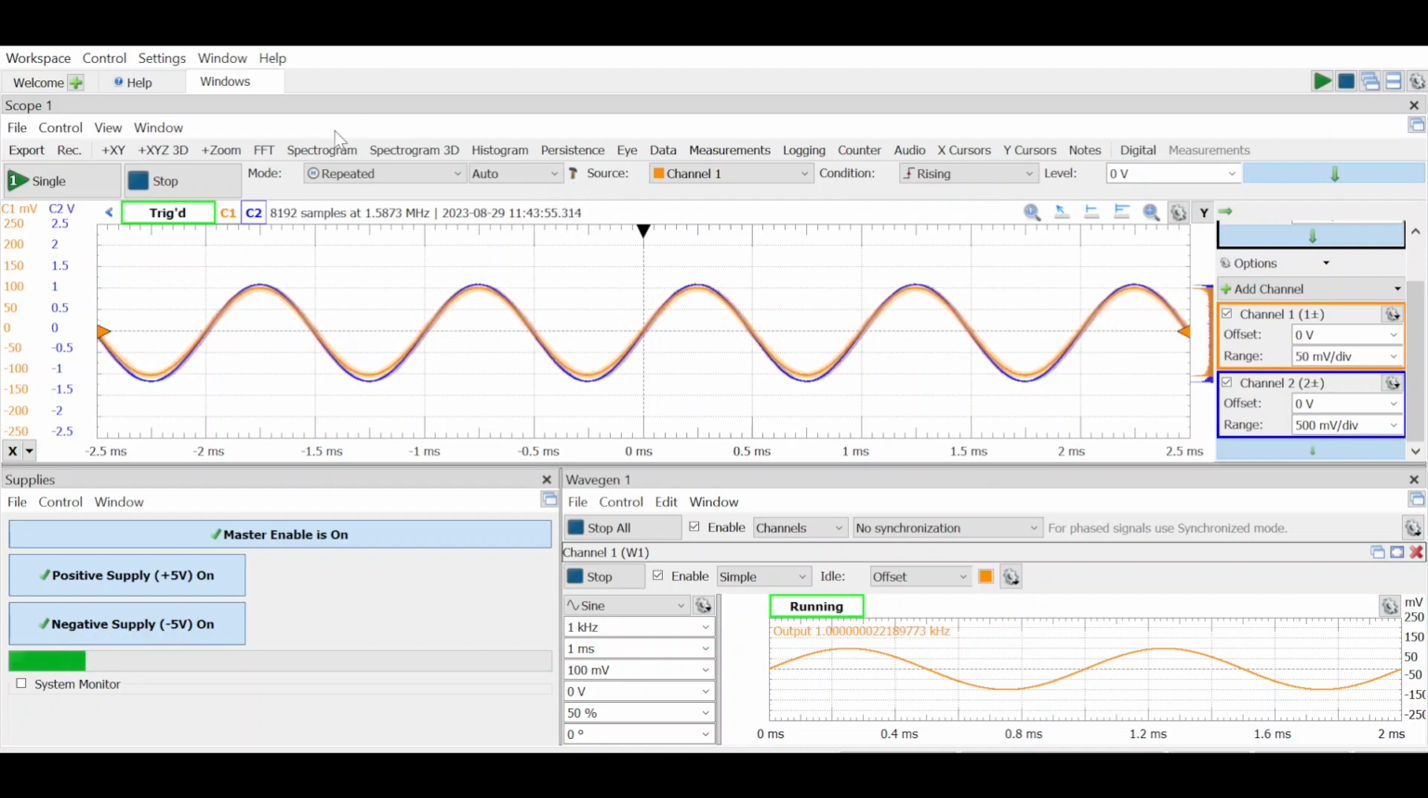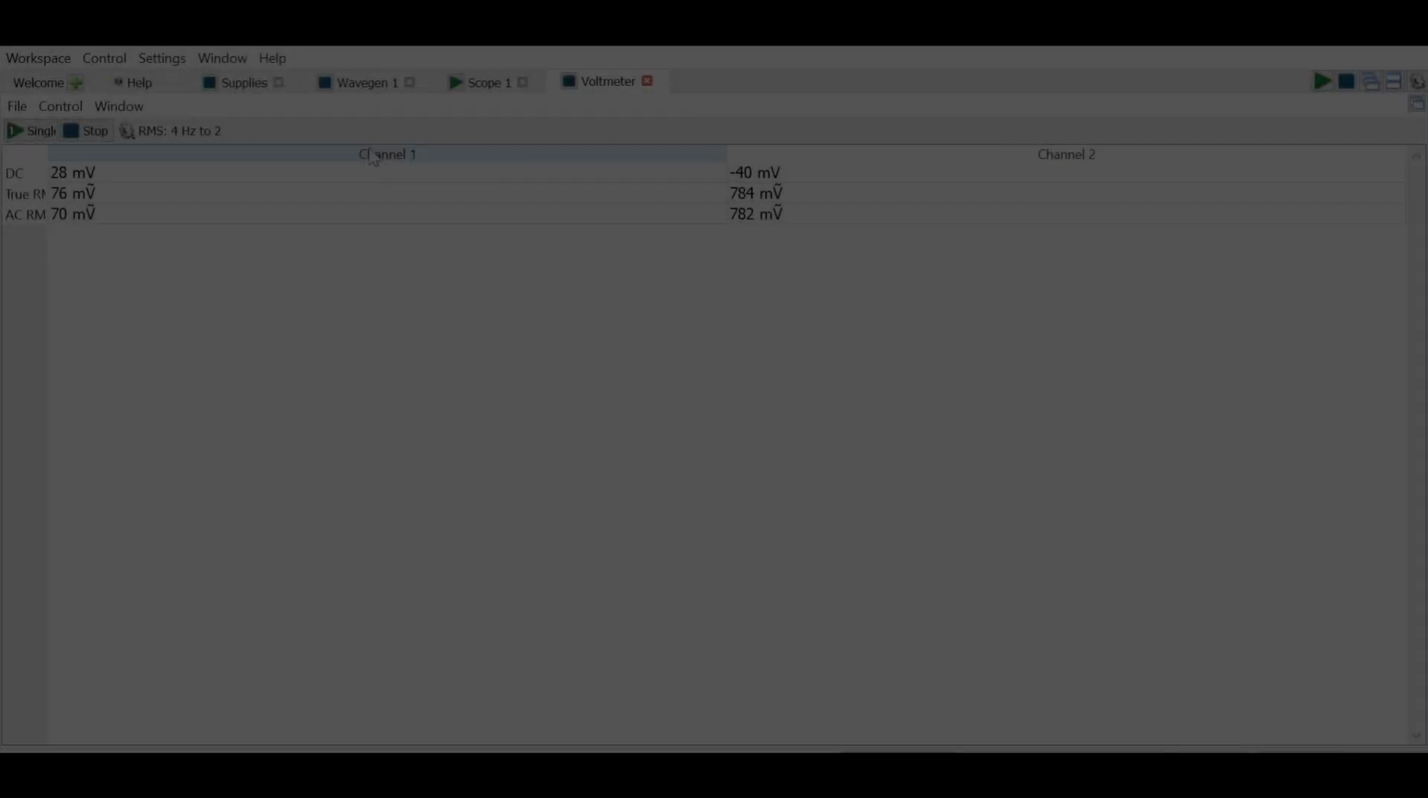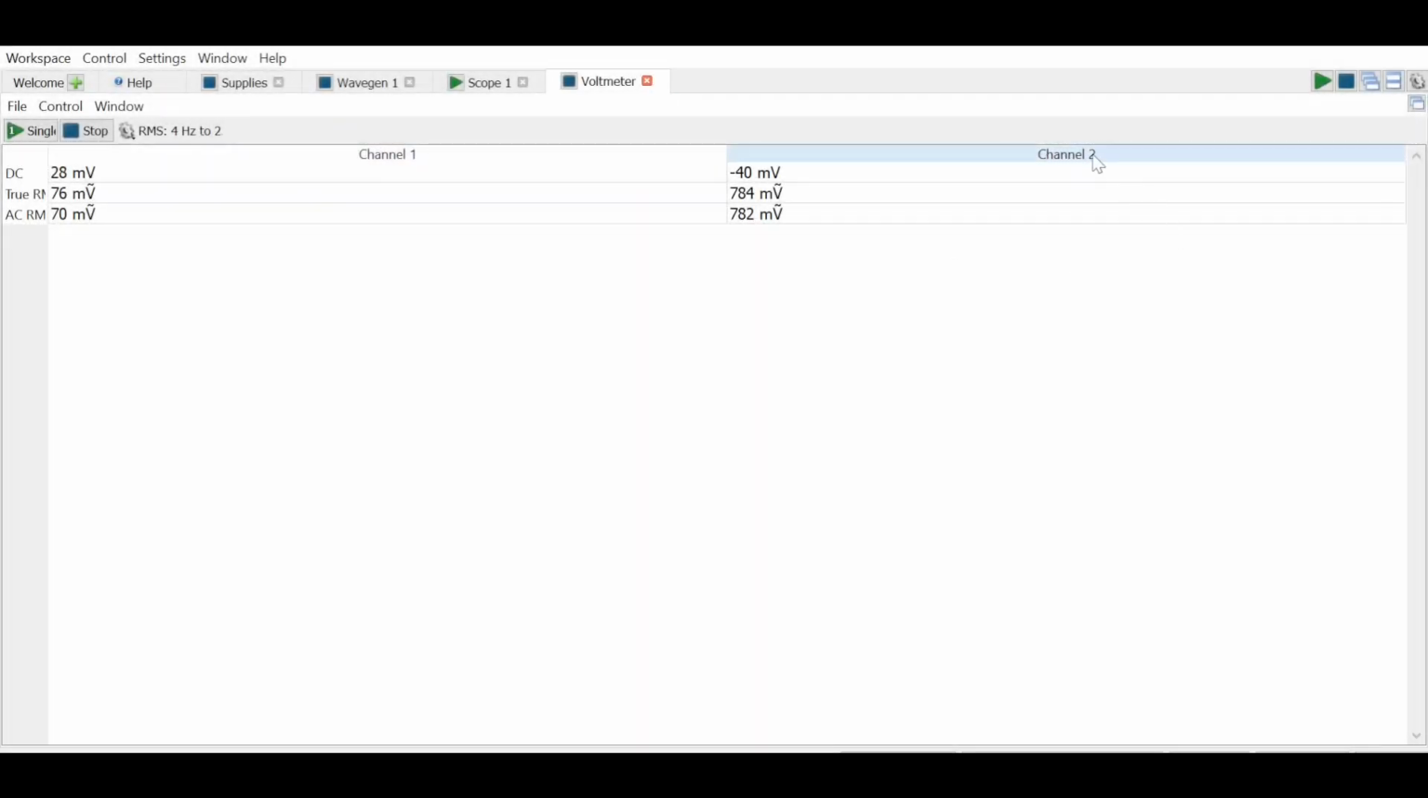Let's see if we can use a voltmeter to automatically do the calculations for us. Remember, channel 1 was the input, channel 2 is the output, and we see the AC RMS is somewhere around 70 millivolts, and the output is about 782 millivolts. If you divide the output by the input, you'll see that the gain is indeed 11, as we calculated earlier.